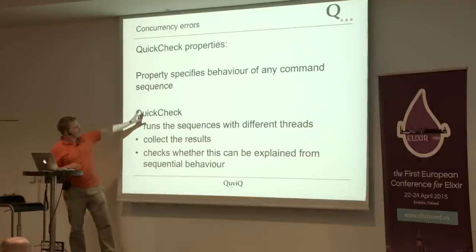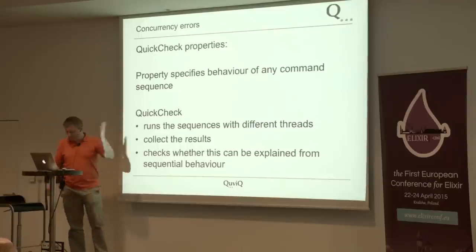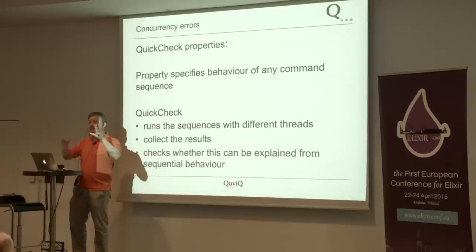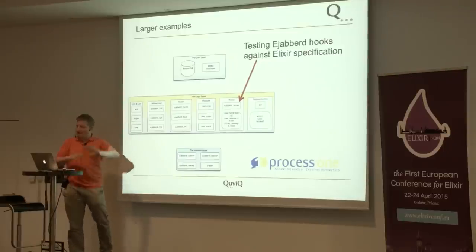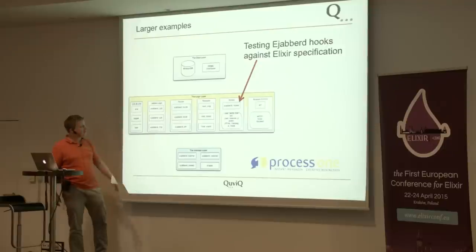We can use QuickCheck for finding concurrency errors. I've shown how it is done, but this is a very simple example. We do this for large examples as well. One of the largest examples we have done so far with the Elixir QuickCheck, not to speak about the Erlang QuickCheck, because there we have done 4G base stations, 5G base stations, and car software.